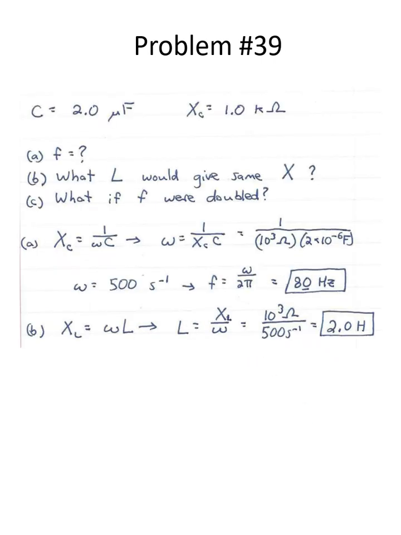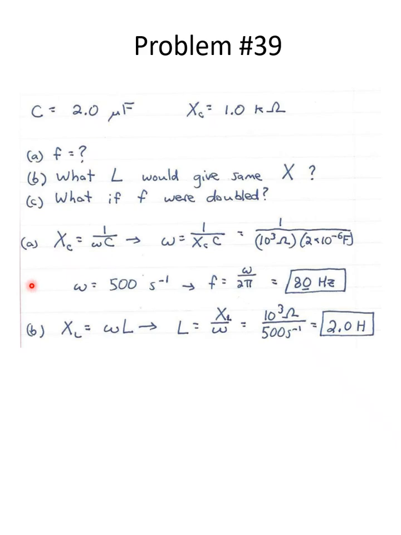Number 39. A 2 microfarad capacitor has 1 kilo ohm reactance. What's the frequency of the applied voltage? What inductance would give the same reactance at this frequency? And how would the reactance compare? How would the reactances compare if the frequency were doubled? So we have the given information. The capacitance is 2 microfarads, and the reactance is 1 kilo ohm.